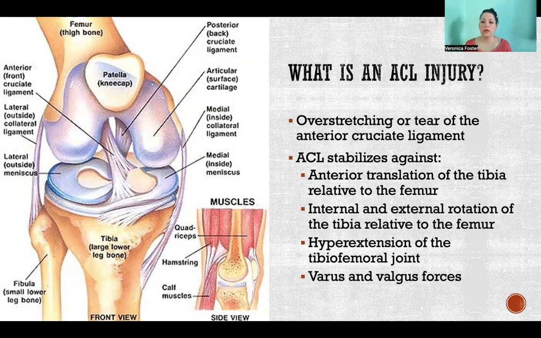So the ACL stabilizes against anterior translation of the tibia relative to the femur, meaning the tibia moving in the forward direction relative to the femur staying still. It also stabilizes against internal and external rotation of the tibia relative to the femur and hyperextension of the knee joint. Plus, it stabilizes against both varus and valgus forces. If you need a review of what those terms mean, I linked a video explanation in the description below.